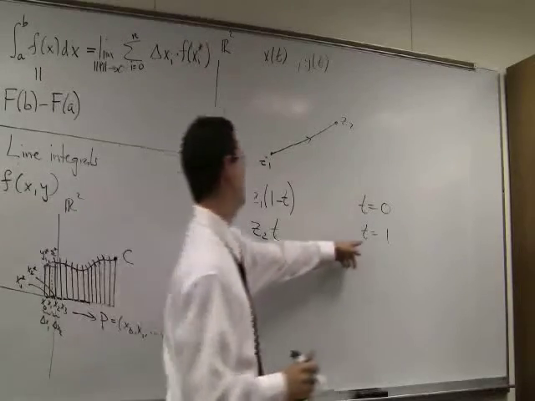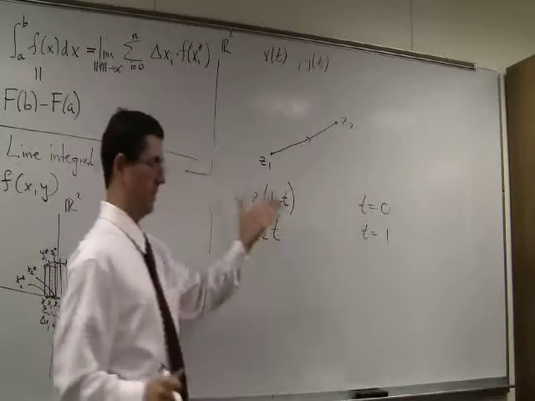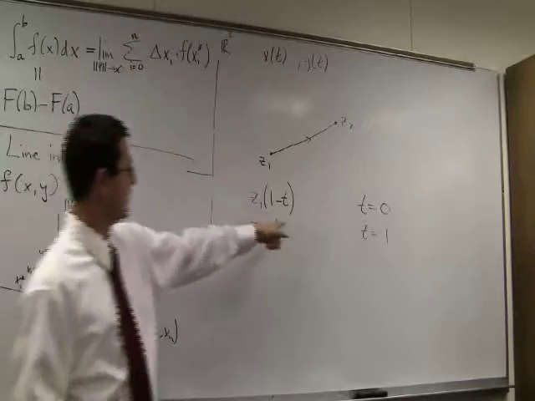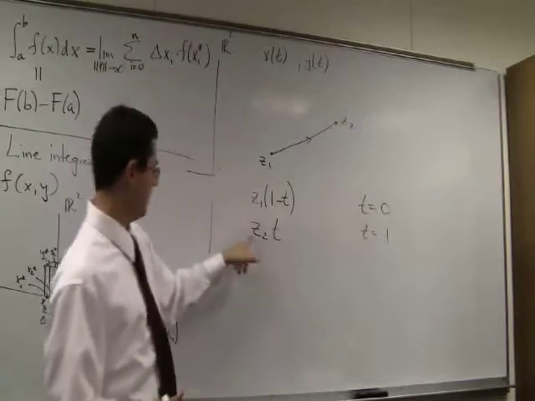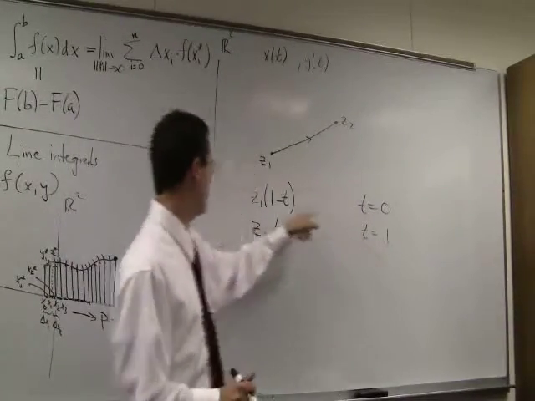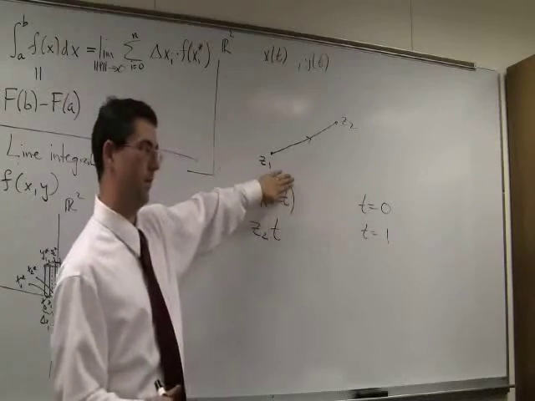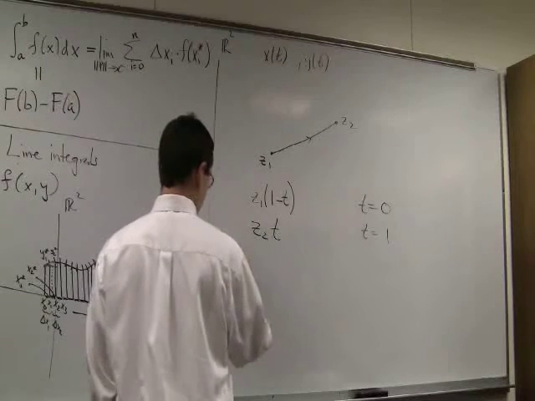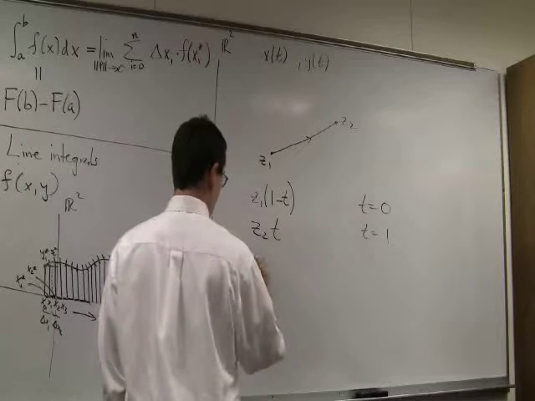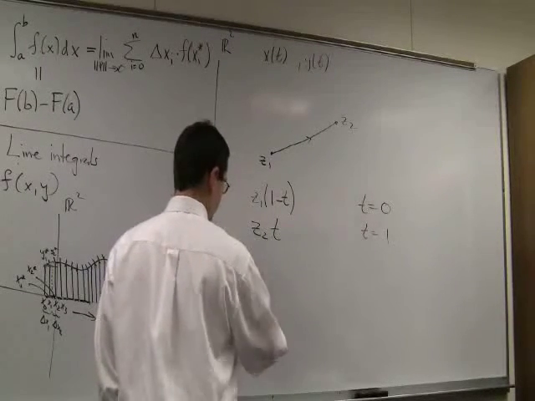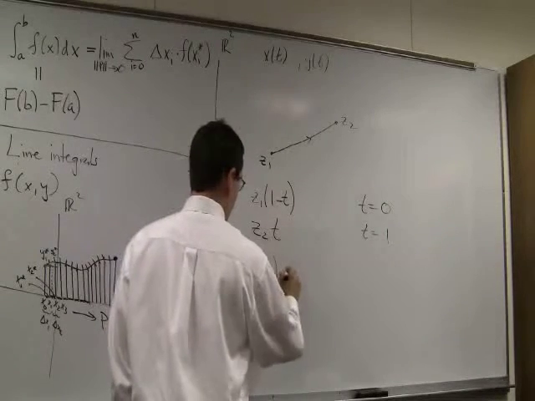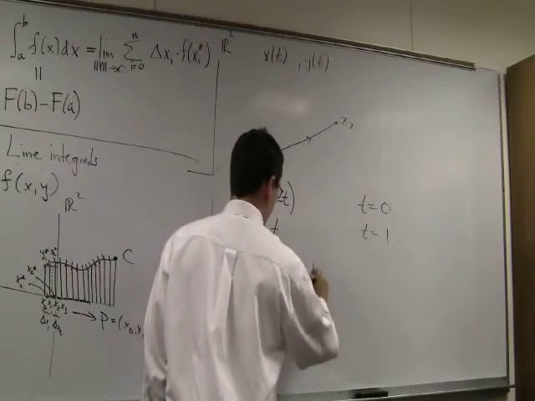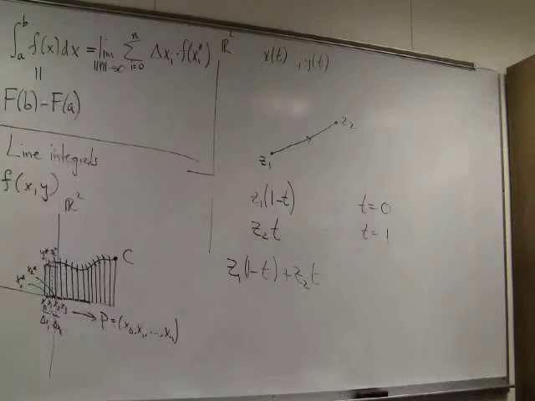Okay, so Z2, when t is 1, Z2 times t will be at Z2. And what happens at t equals 0? Well, there's no Z2, and when t is 1, there's no Z1. And so if you add these together, Z1 times 1 minus t plus Z2 times t, this will give you a line segment that goes from Z1 to Z2.